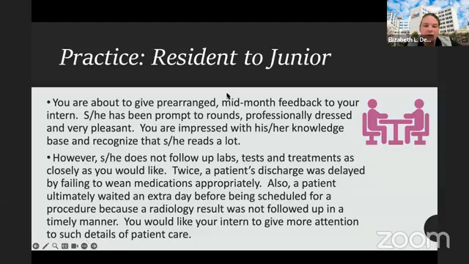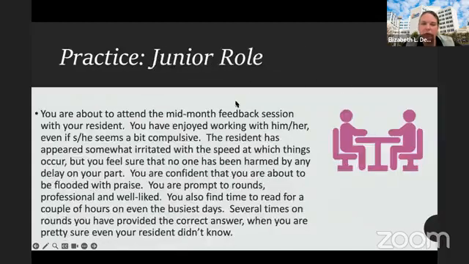And does anyone see here? What kind of feedback are we giving? Is this direct, indirect, summative, or formative? The key is that this is mid-month feedback during a rotation. So this is going to be formative feedback, an opportunity for the junior resident to learn what the senior resident is assessing and to take that opportunity to make changes before the final evaluation.